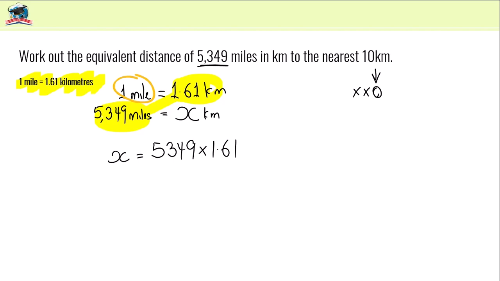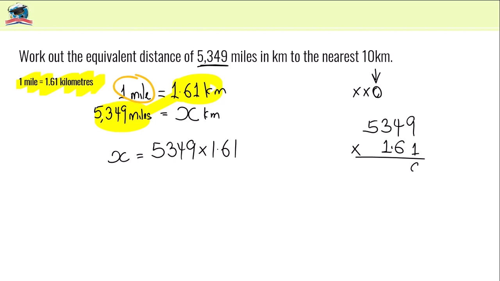Now, we could use the long multiplication method to get this. So let's go for the long multiplication method. We're going to have the 5,349 first. So we have 5, 3, 4, 9, multiplied by 1.61. Let's start with the 1 first, and then we'll go for the 6, and then the point, and then the 1. So we're going to multiply this using the long multiplication method.